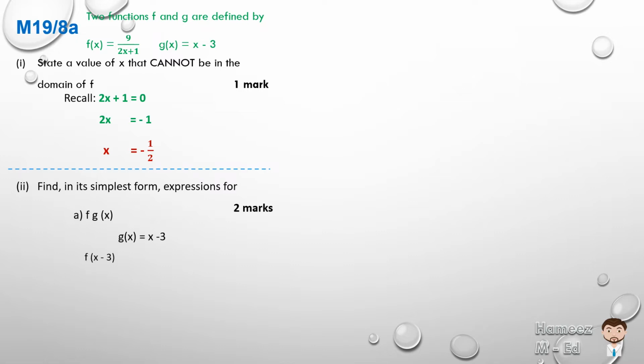Now let's recall the function f of x is equal to 9 over 2x plus 1. And instead of having x, we're replacing it by x minus 3. So f of x minus 3 is equal to 9 over 2 times x minus 3 plus 1. And the denominator works out to be 2 times x is 2x, minus 2 3s are 6, plus 1 is minus 5. So fg of x is equal to 9 over 2x minus 5.